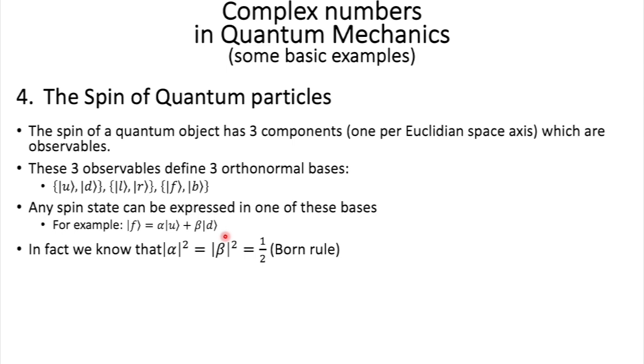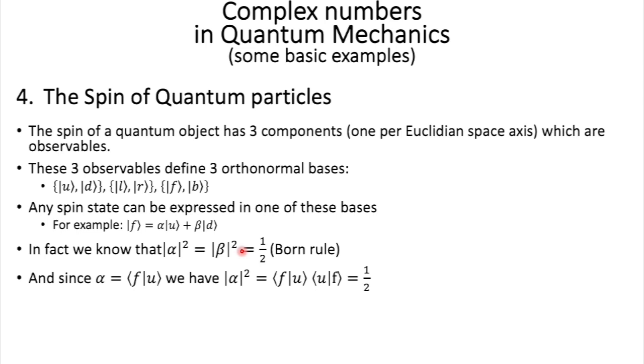And in fact, we know that the square of alpha, which is a complex number, is equal to the square of beta and is equal to 1/2. Because when you are in the front state, there is a 50% chance that your next measure in the vertical basis will be up and 50% will be down. And since alpha is equal to the inner product of F and up, because of this, we therefore have this equal to 1/2. And similarly, we have the same thing here, of course.